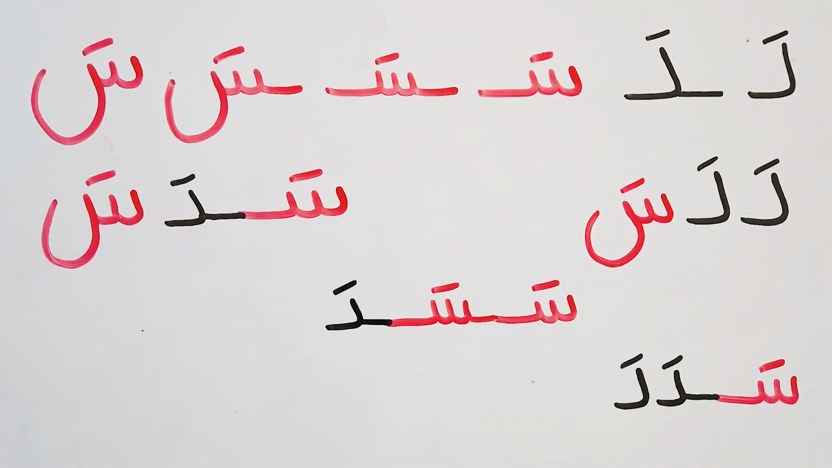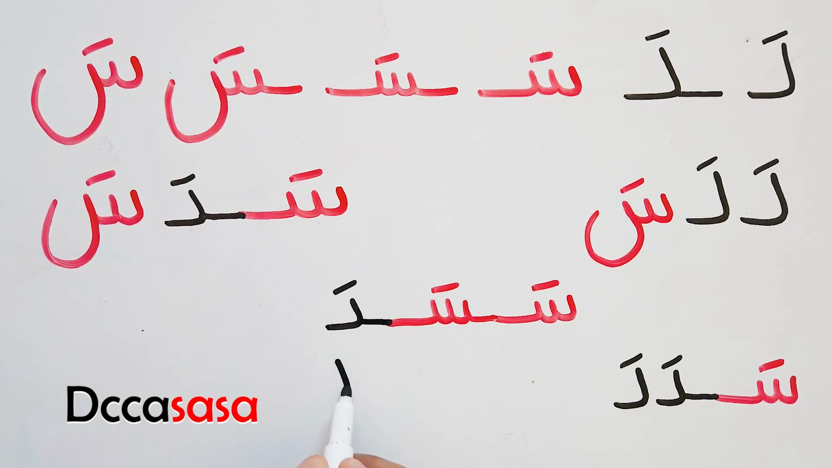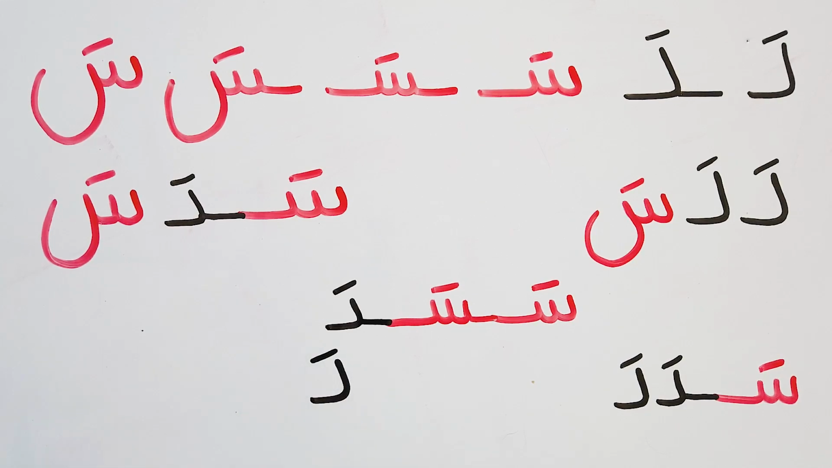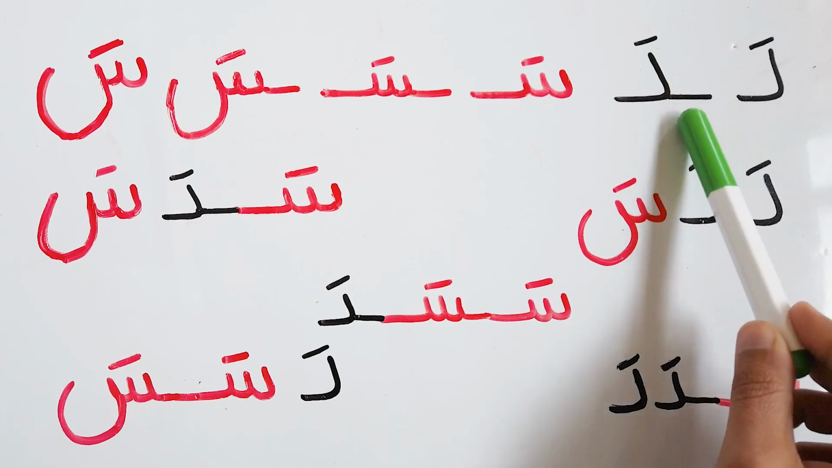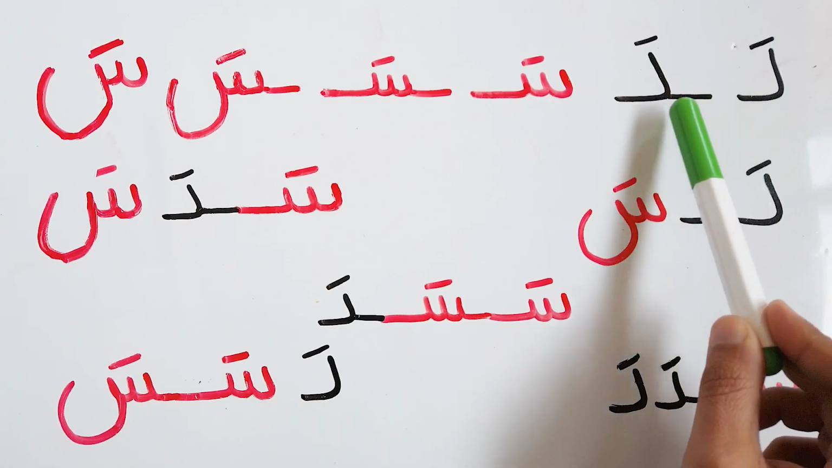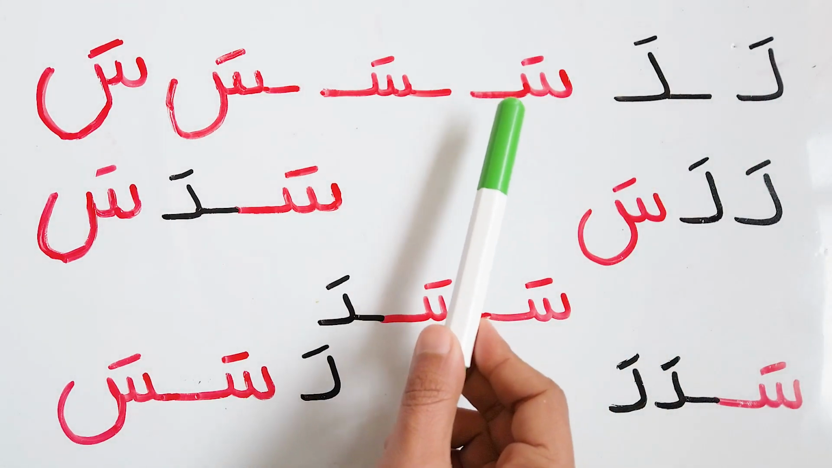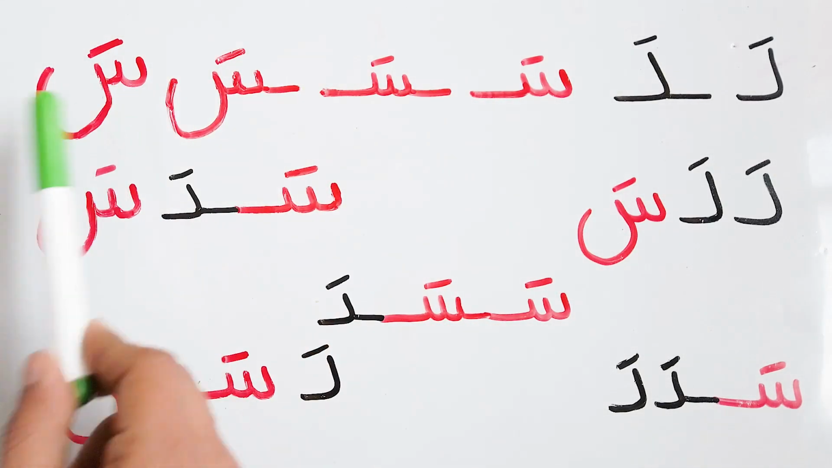And the last word, it will be de, se. De. Se. De, se. So let's review everything now. So we have two different shapes of de. And we have four different shapes of se.